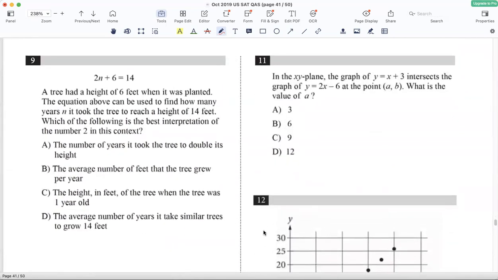A tree had a height of 6 feet when it was planted. The equation above can be used to find how many years n it took the tree to reach a height of 14 feet. Which of the following is the best interpretation of the number 2 in this context? So it started with a height of 6, and it reached a height of 14 after n years. So then you can see that 2 would be the height that it gains per year, right? So if in 1 year it gains a height of 2, then in n years it would gain a height of 2n. So 2 here is the average number of feet that the tree grew per year, option B.